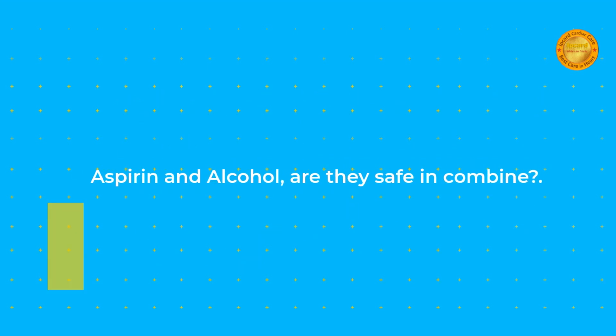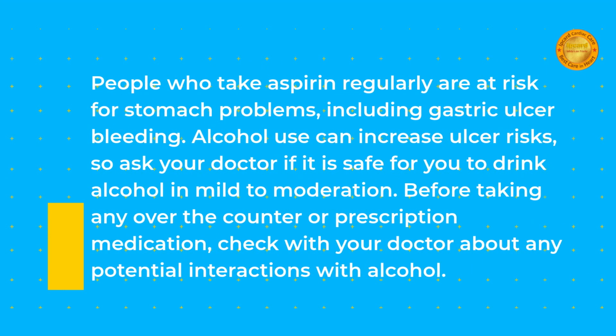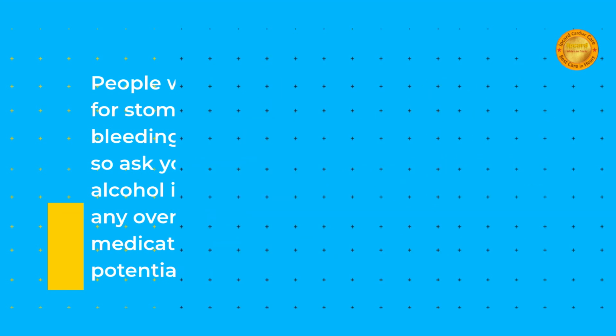Aspirin and alcohol, are they safe in combination? People who take aspirin regularly are at risk for stomach problems, including gastric ulcer bleeding. Alcohol use can increase ulcer risks, so ask your doctor if it is safe for you to drink alcohol in mild to moderation. Before taking any over-the-counter or prescription medication, check with your doctor about any potential interactions with alcohol.